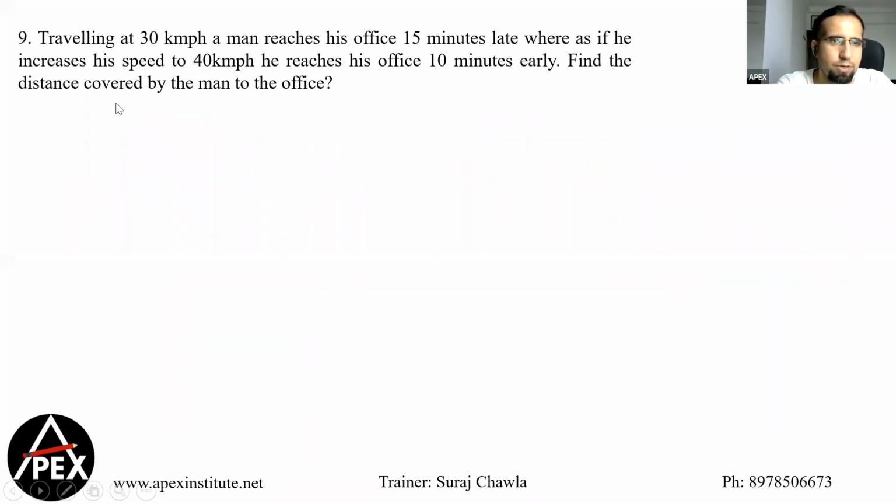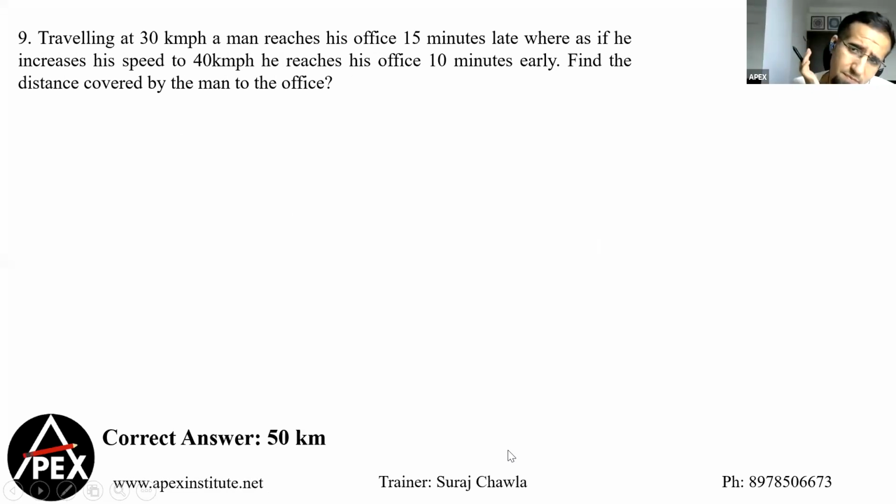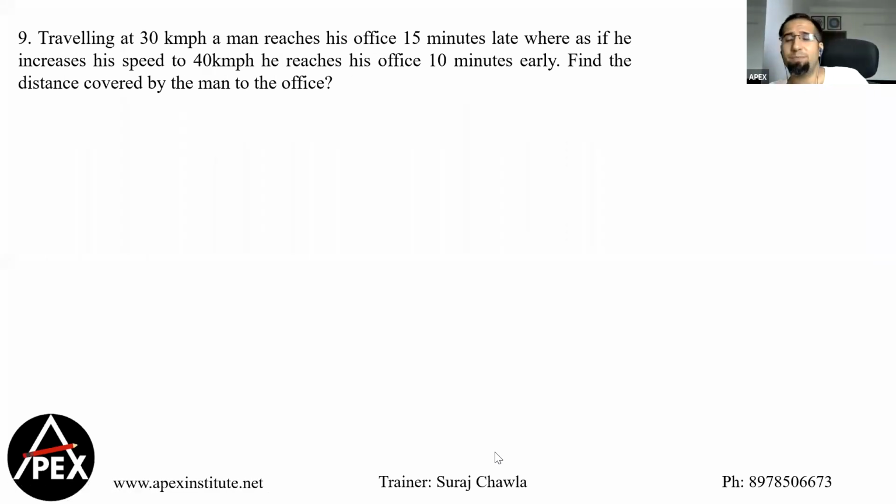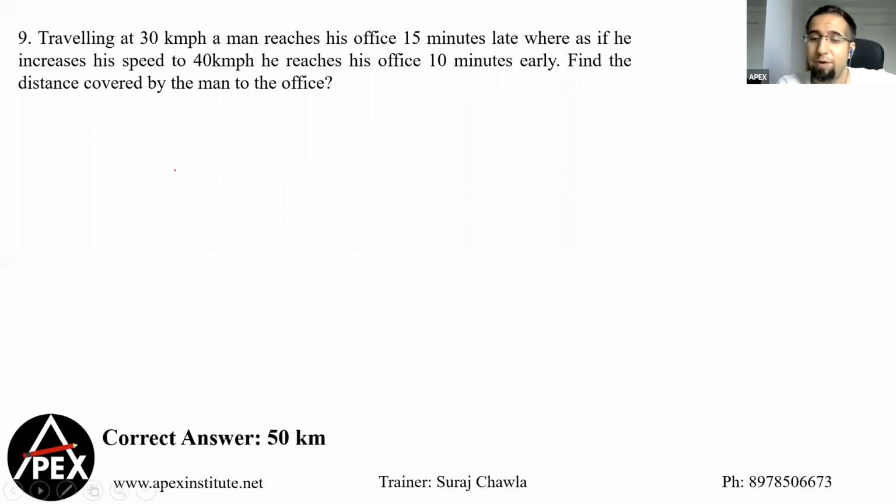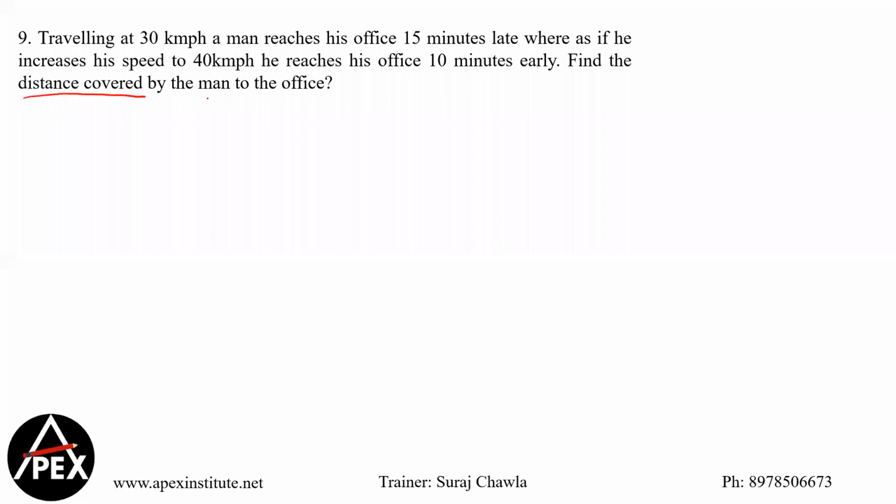Can we solve one more question on the same lines? If you observe this question and the previous question, in the previous question you were asked the time taken, that's why we went ahead with the distance is constant model. Now here, the distance covered by the man is asked. So let's try to understand this, guys.